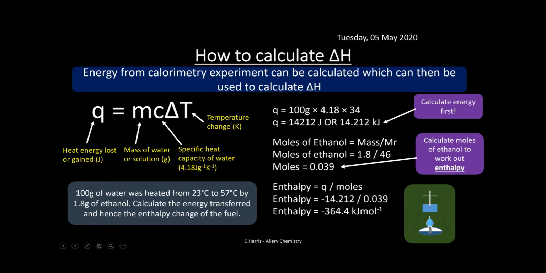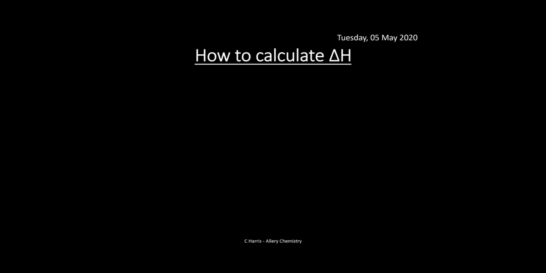The reason why it's negative is because we're giving heat out. It's an exothermic reaction, so we have to put a minus in there. So the enthalpy value is minus 364.4 kilojoules per mole. So it's important to put that minus value in there as well.